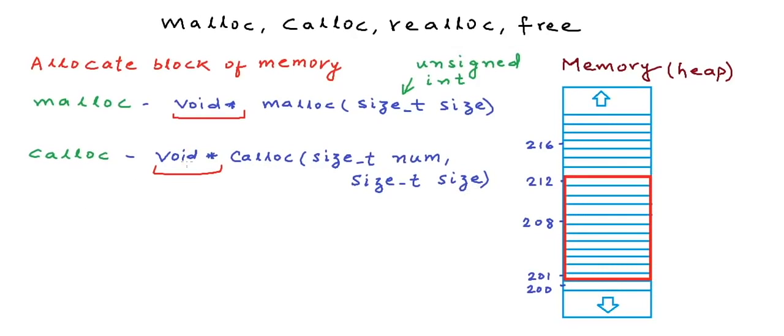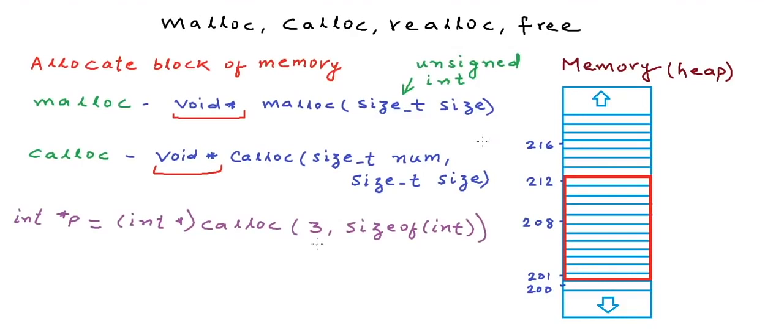So with malloc, if we have to declare an integer array of size 3, we would say 3 into sizeof int. With calloc, we would say something like this. The first argument is how many units of the data type you want, or the number of elements, and the second argument is the size of the data type in bytes.